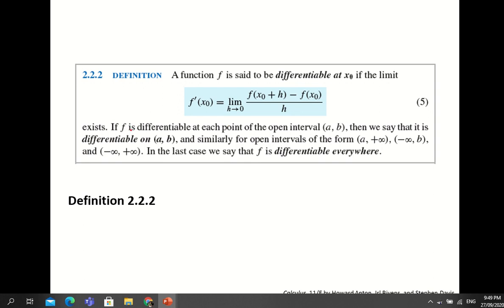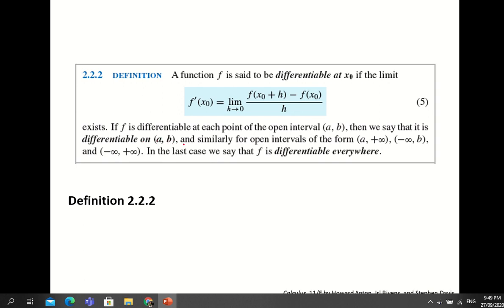So if the function f is differentiable at each point of the open interval, shall we say (a, b), where the parentheses mean the interval is open, so including all values within a to b but excluding a and b, then we say that it is differentiable on (a, b).